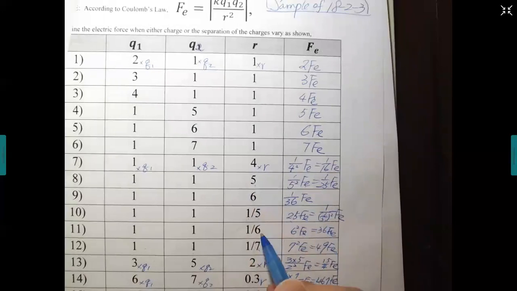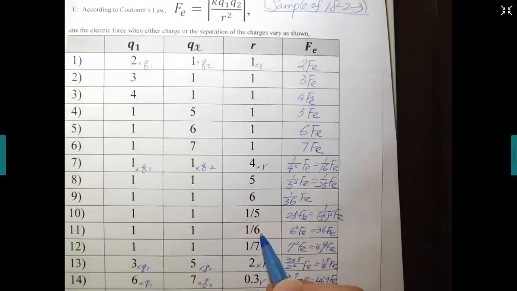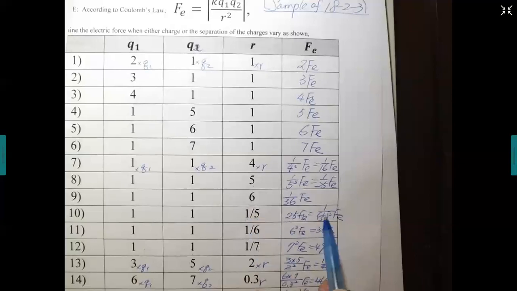Let's take a look at the next one here. If the separation becomes 1/6, then what you can do here is, this is a fraction. We can square and flip, or we can flip then square. The number will be the same. So when you flip, it's 6. When you square, it's 36. So it becomes 36 times the original force. And take a look at 1/5. If the separation becomes 1/5, you can flip and then square. So it becomes 25. Or you can just do square and then flip. These two have the same answer.